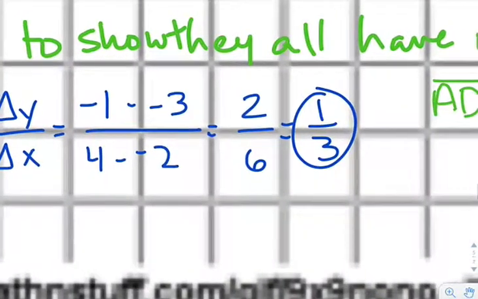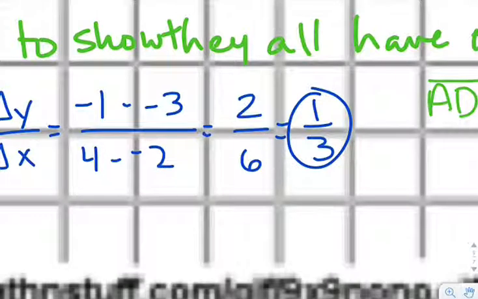Now, if you want to add some conversation in there, you want to add some explanation or words or logic, that's fine. Just know that you have to have that calculation too.